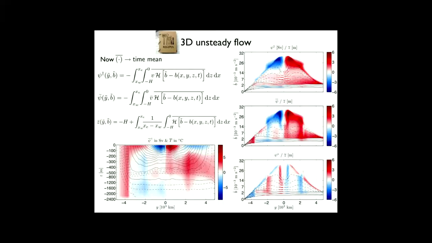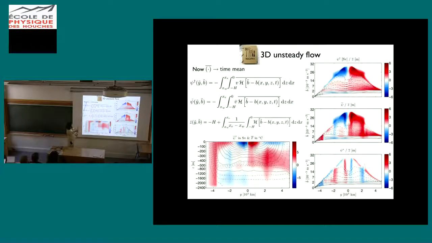So now it's the same thing, except that you have to take the time average. The first thing you do is you take your four-dimensional field, you weigh it by the Heaviside function of your target. These are just numbers. This is your new coordinate. And you look at all the values of buoyancy in space and time that are below that value. Then you take the time average, then you take the zonal average.